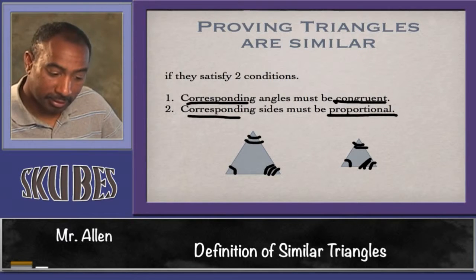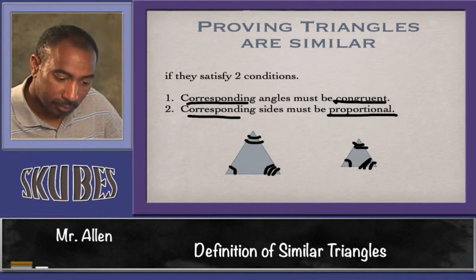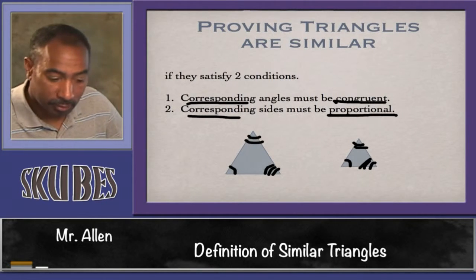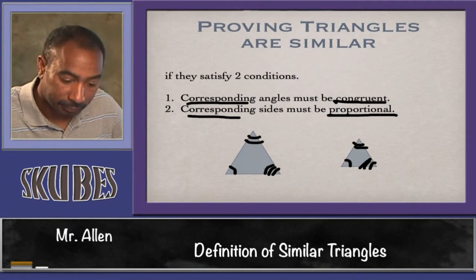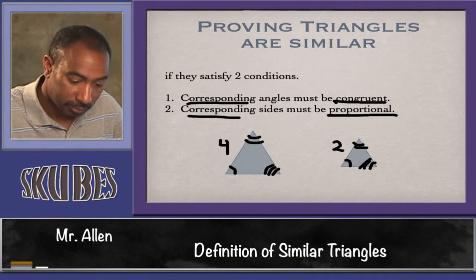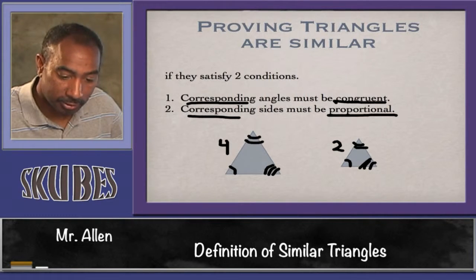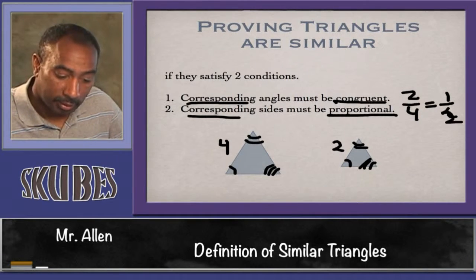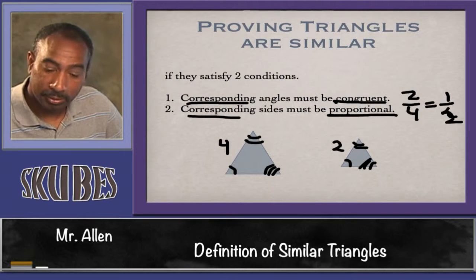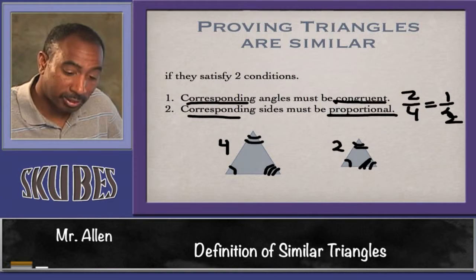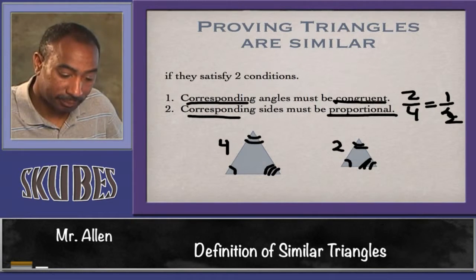Proportional means that the sides must reduce to the same scale factor. So let's say, for example, I have 2 and 4. If I go from small to large, 2 to 4 reduces to 1/2. The other side has to reduce to 1/2. Otherwise, it wouldn't be proportional. All three sides must reduce to 1/2.